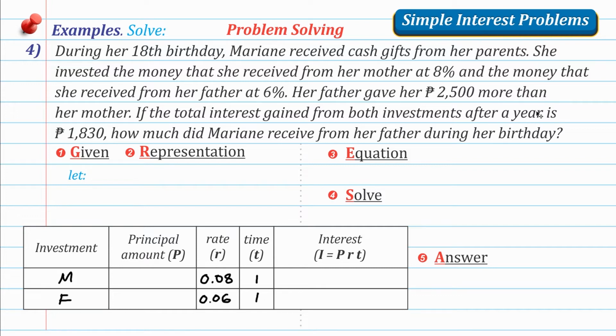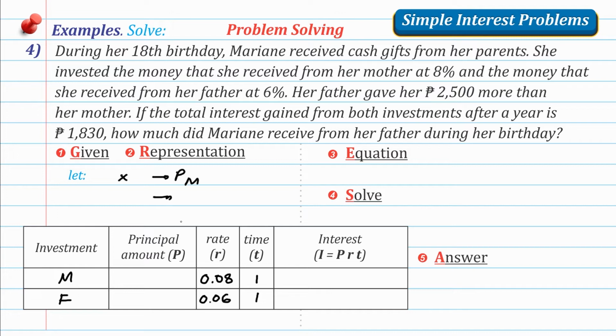Nakalagay sa ating problem. Now, the very important principle, binigay ba kung magkano ang binigay ni mother and the father? No. However, they were compared. According to this, her father gave her 2,500 more than her mother. Now, this means yung mas magandang i-represent as X would be yung smaller. Maalala nyo yung mga previous examples natin? Now, smaller obviously yung money from her mother. So, let's represent the principal from her mother as X.